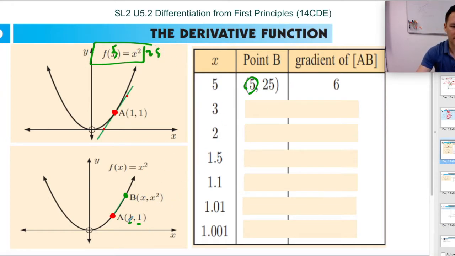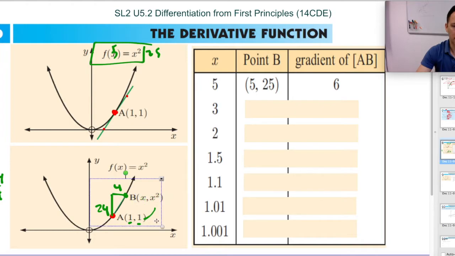So if this is 1, and this is 5, 25, the slope is, well, let's see, rise is from 1 up to 25, that's the rise of 24, and from 1 over to 5 is a run of 4. So 24 over 4 is 6. That's where this comes from. Okay, so that's the gradient.